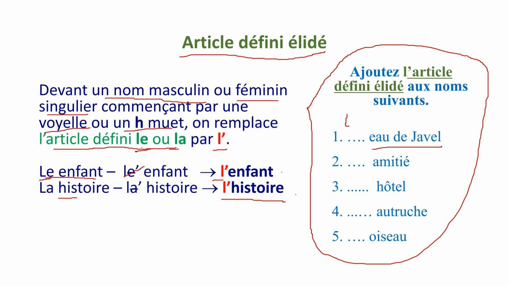So let's say eau de Javel, it would be la. L'amitié, let's say it would be la. Okay, so what we do, vowel, vowel, vowel, vowel, we eliminate that and we put L apostrophe. We eliminate that. We put L apostrophe. Can you do hôtel? Can you do autruche? Can you do oiseau? Hôtel, autruche is an ostrich, l'oiseau is a bird.